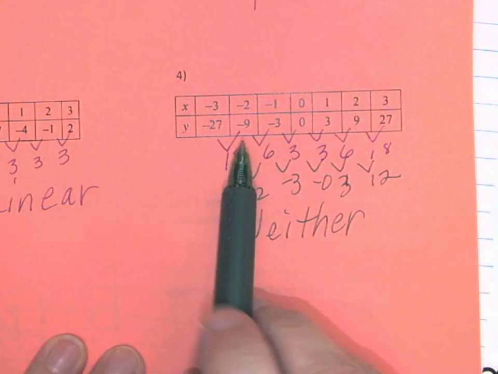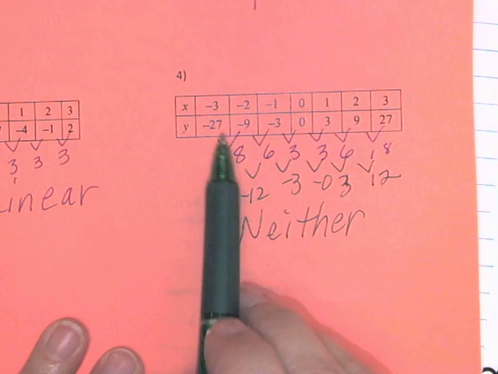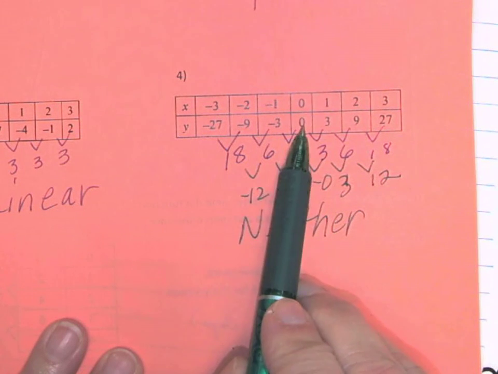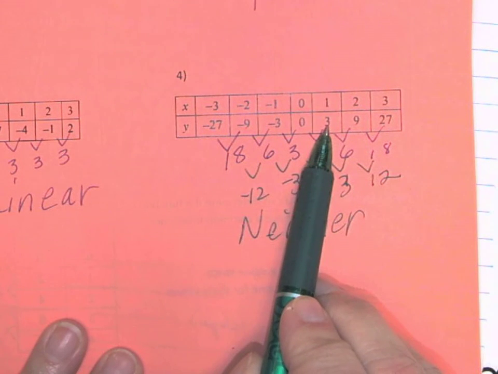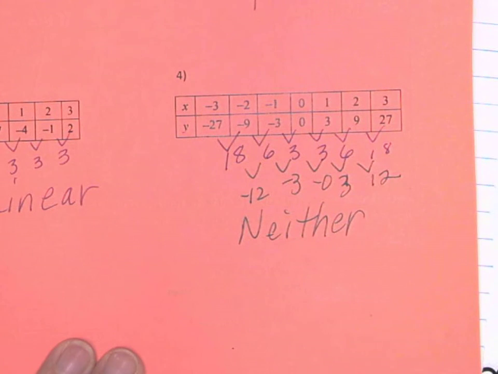I do want to show you something though. Do you see how this divides by 3 every time? And then it turns around and it starts multiplying by 3. Interesting pattern, but it is neither linear nor quadratic.